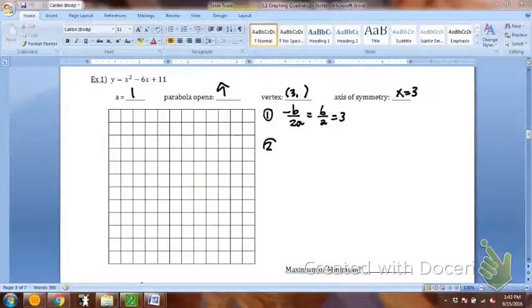So I'm plugging the 3 back into my equation. So if I have y equals x squared minus 6x plus 11, I'm plugging the 3 in for my x. Okay, so wherever I had an x, I'm putting a 3 because that was my x value. Okay, so why don't you evaluate that? That's why we practiced evaluating earlier. Use your calculator if you need to.